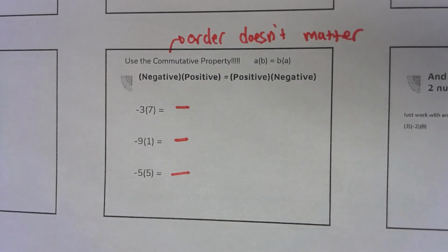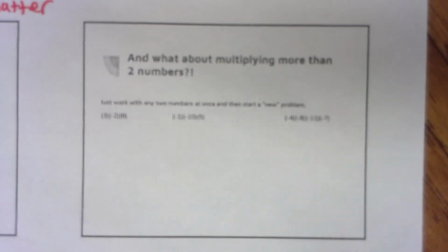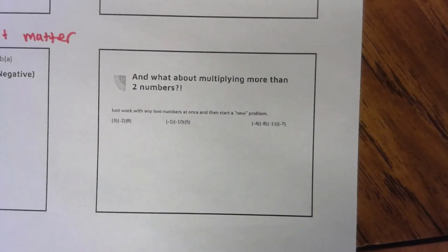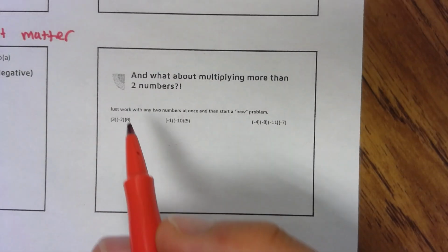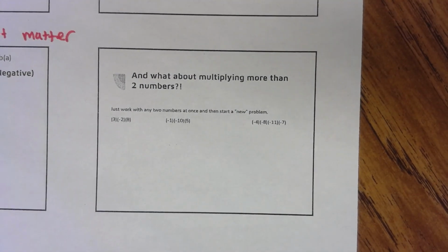Now, what happens when we multiply more than just two numbers? How do we carry out those operations? We're going to just work with any two numbers at once and then start a new problem. What does that describe?